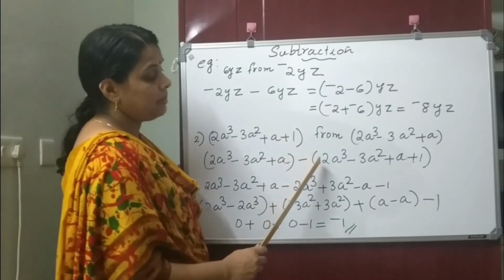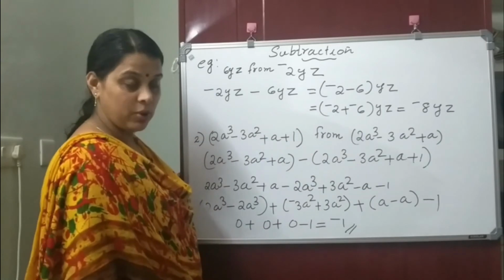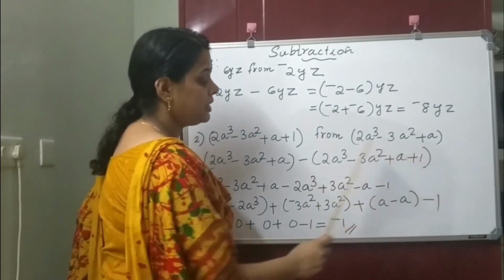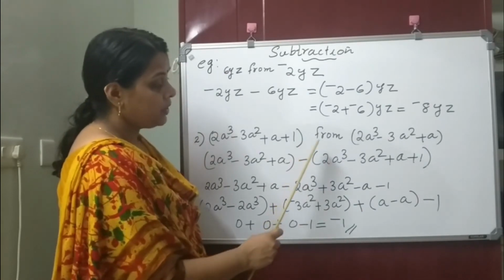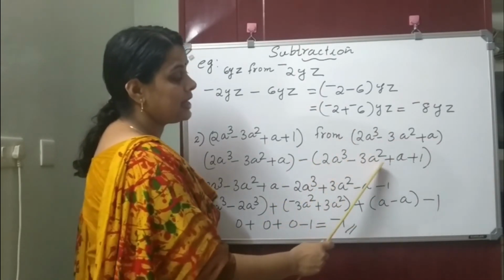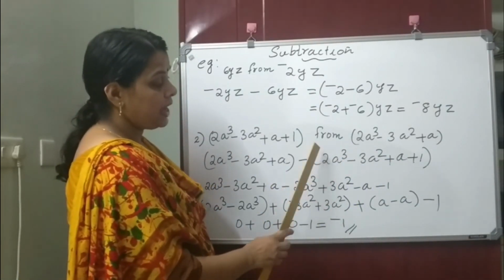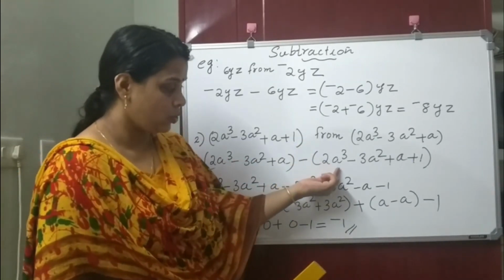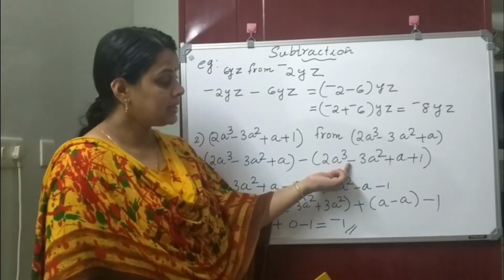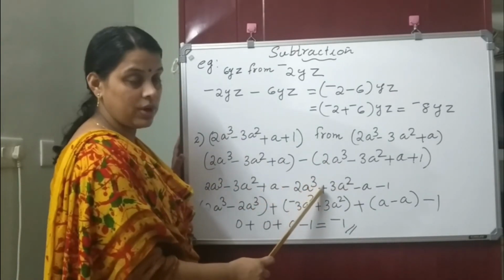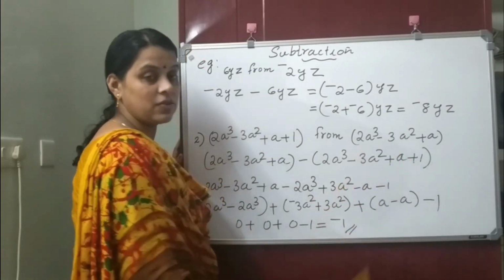While removing the bracket of the second expression is very important. When we remove the bracket of this, the minus sign is there in between. So we have to reverse all the signs of the terms. That means, see, the first term is 2a cube. So we need to write it as minus 2a cube. Now minus 3a square will be plus 3a square. Plus a will be minus a. Plus 1 will be minus 1.